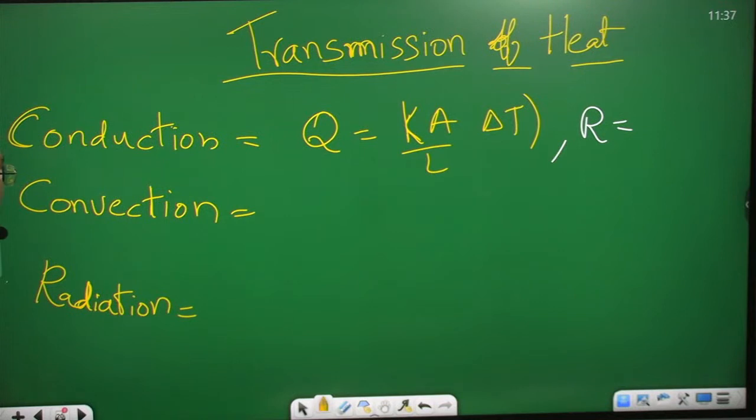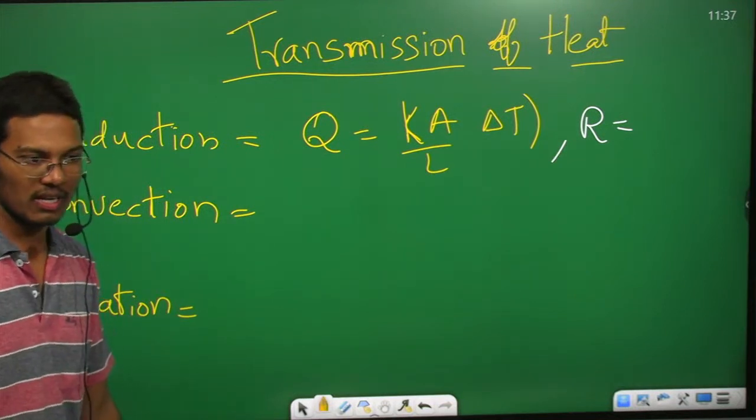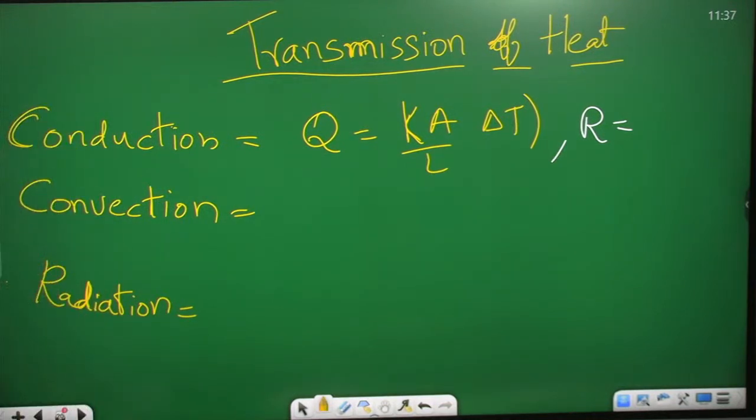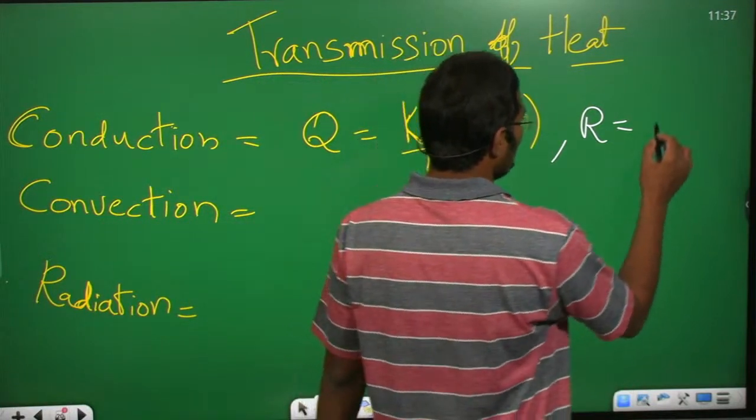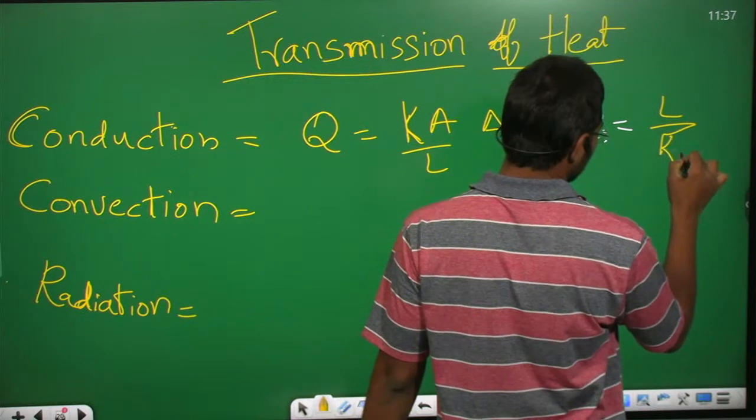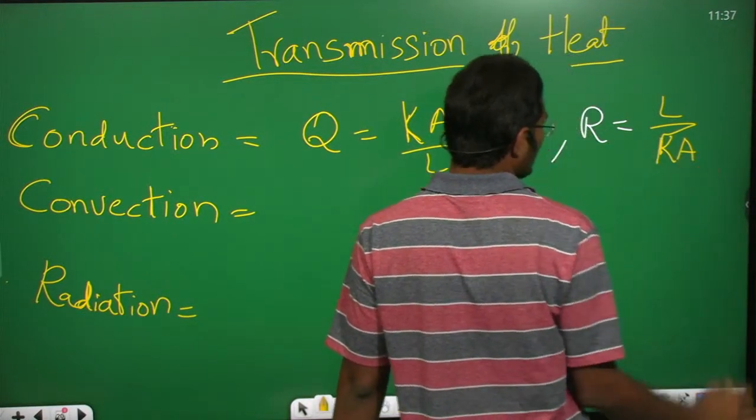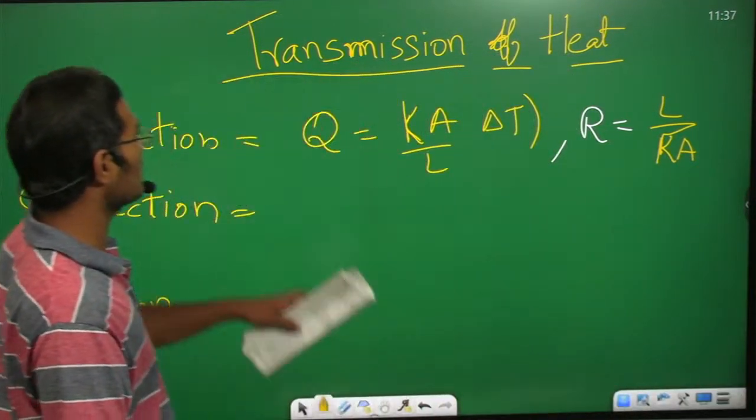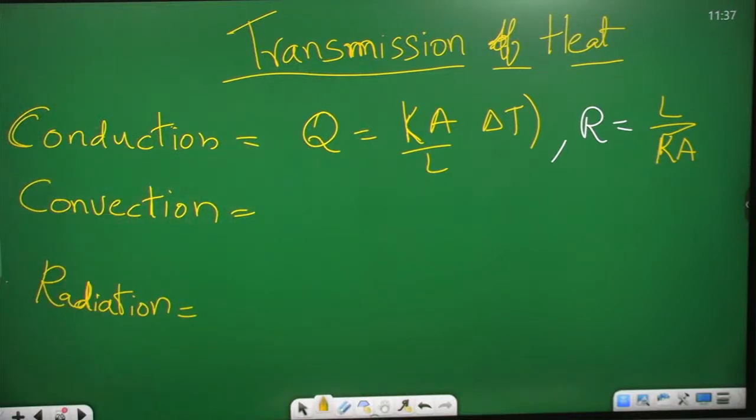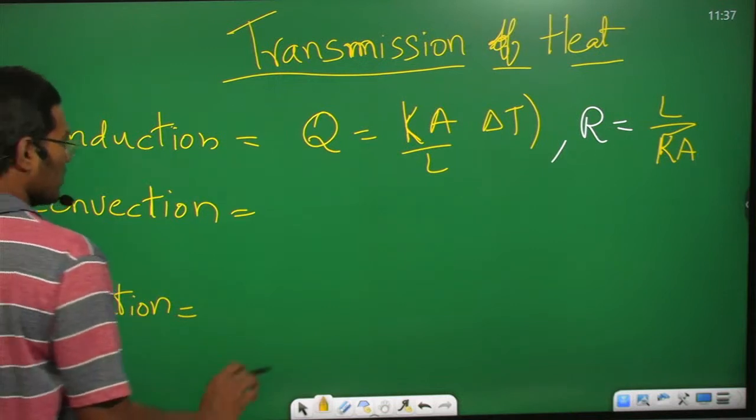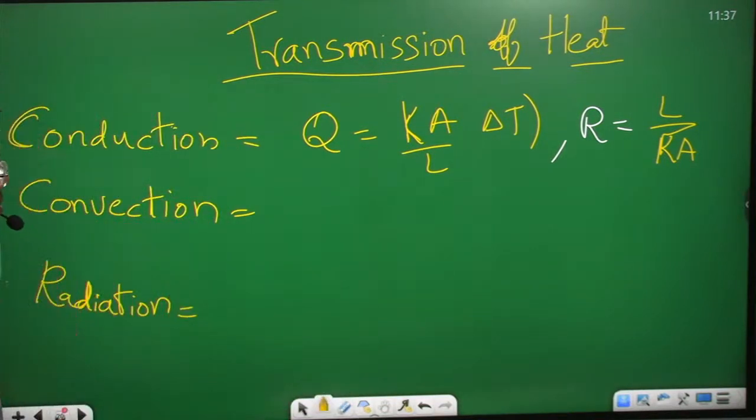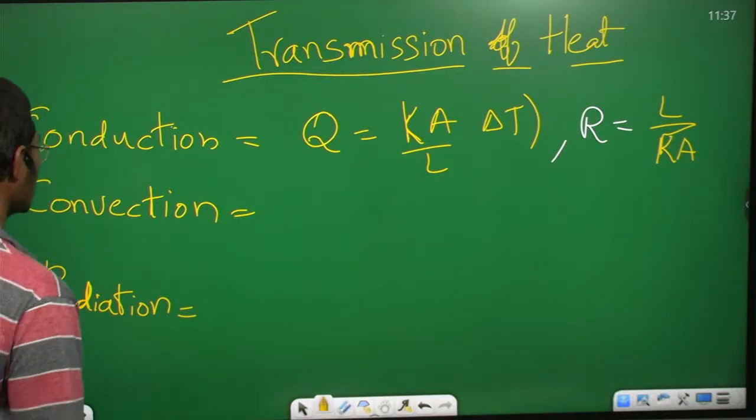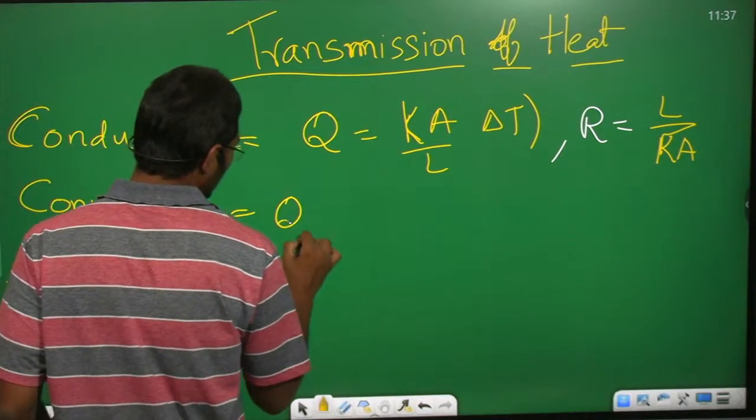See, this is not just for one single exam. We are trying to cover as many exams as possible. See, it is L by KA. So you can expect these questions in JEE Mains from these fundamentals, BITSAT, and the other competitive exams that you are going to attempt. So what is convection? Q is equal to HA delta T.